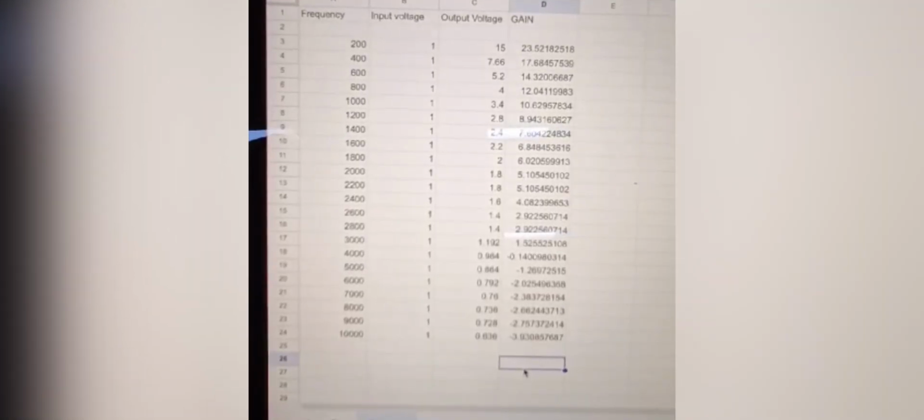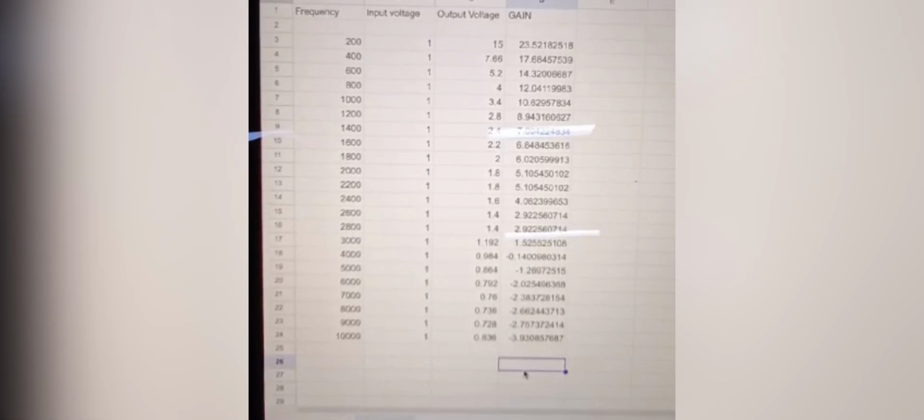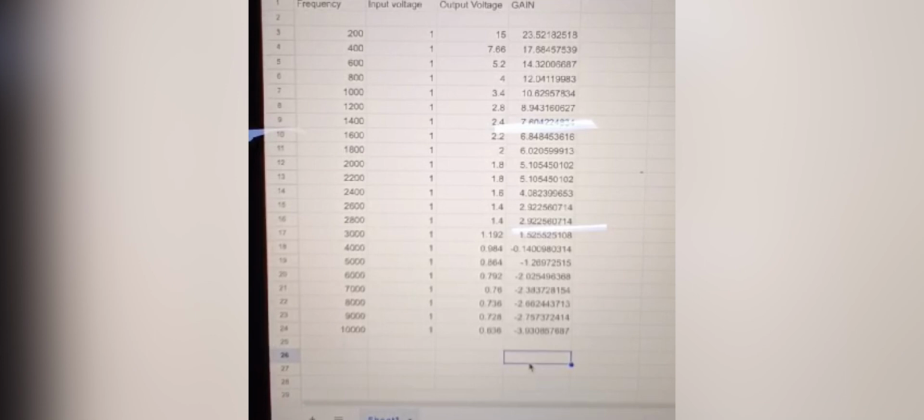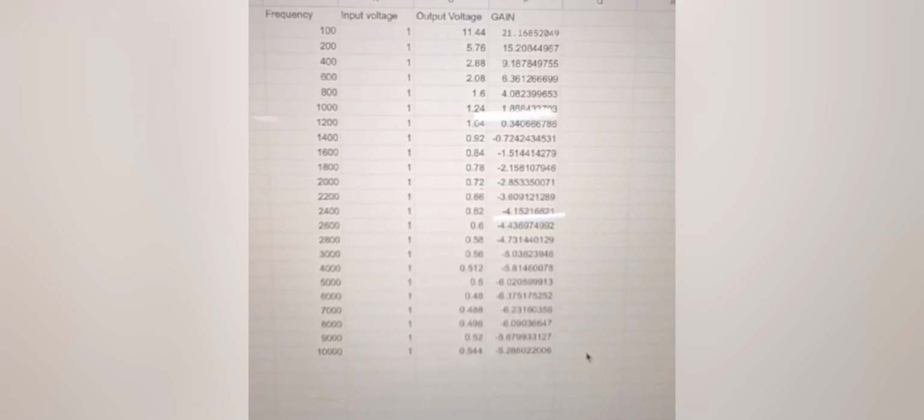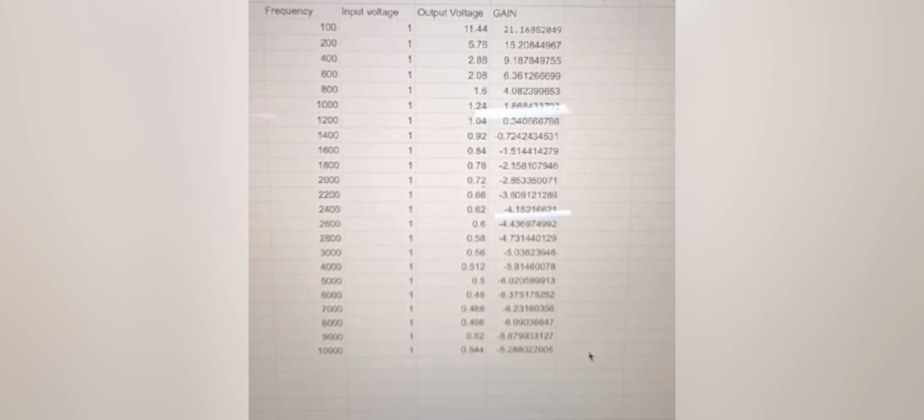So these are the voltage gain values for the respective frequencies. We can observe a decreasing trend in that. This is for the combination of 1 kilo ohm resistor and 100 nanofarad capacitor, and after operating the same for the 2.7 kilo ohm resistor and 100 nanofarad capacitor, these are the readings.